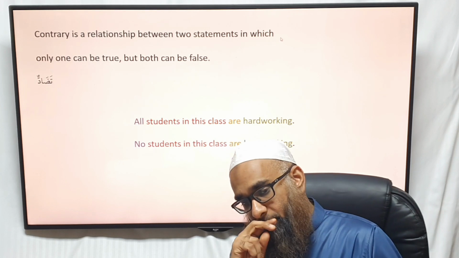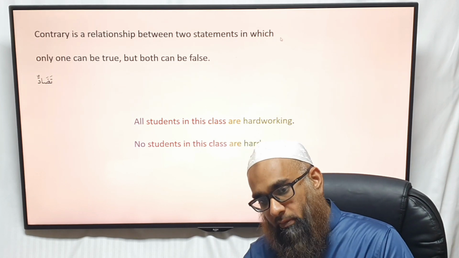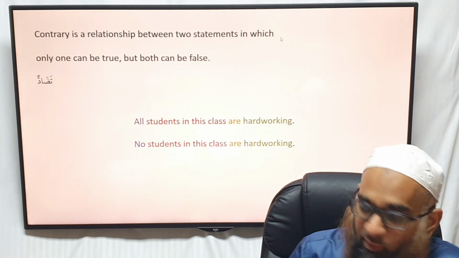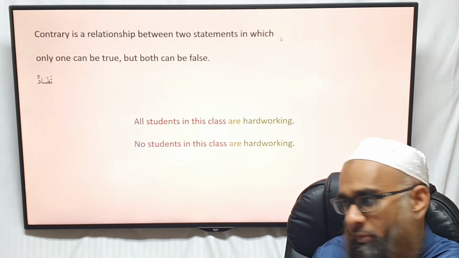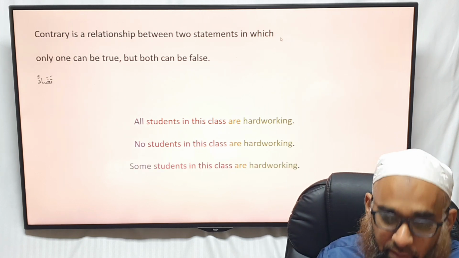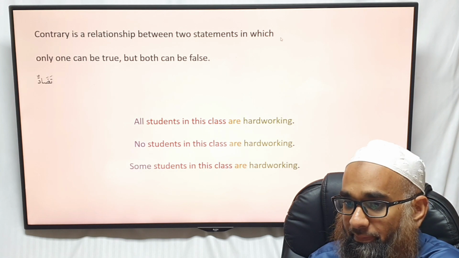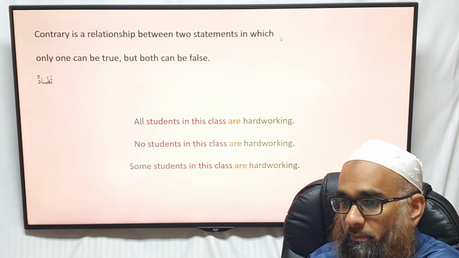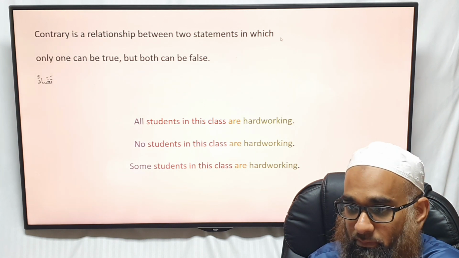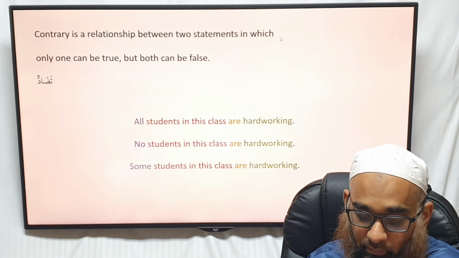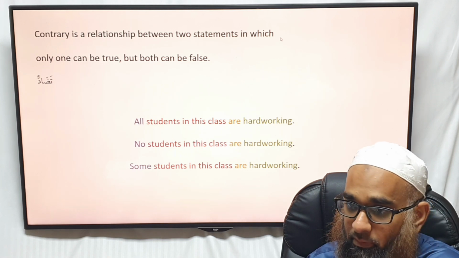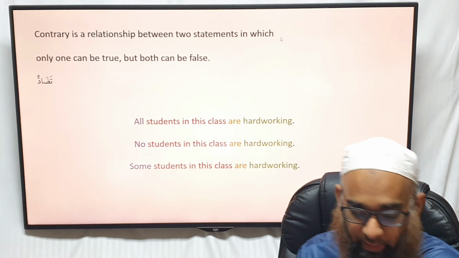The A and E, how come? Let me give an example. If you have all are hardworking, none are hardworking, both of them can't be true. But it's possible that some are hardworking. But isn't some hardworking and all students not contradictory? Isn't the first and the third one contradictory? I don't get this again.